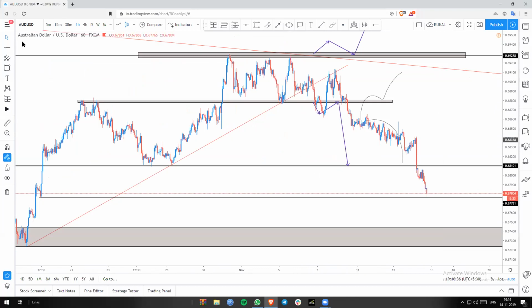So anyway, guys, this was also a nice little trade over there. If you see, it's 70 pips there. So that was also good.